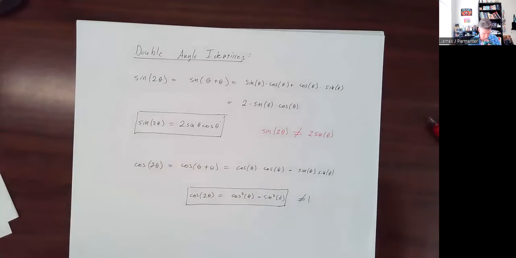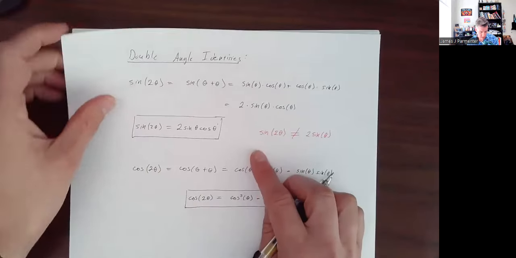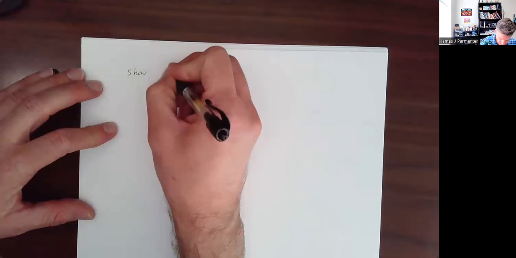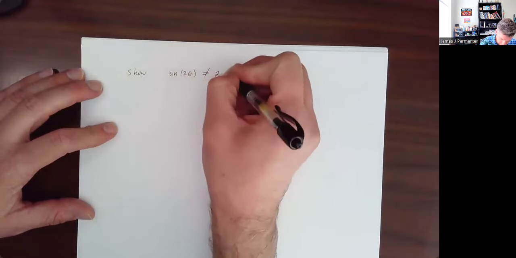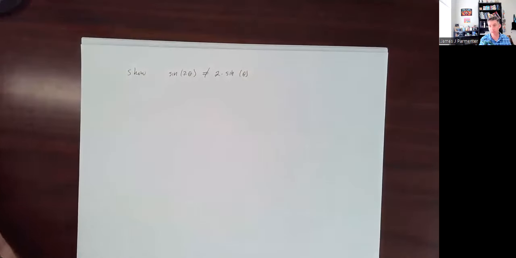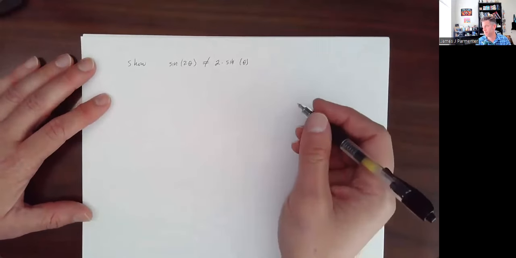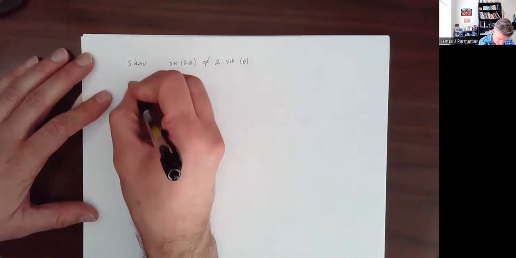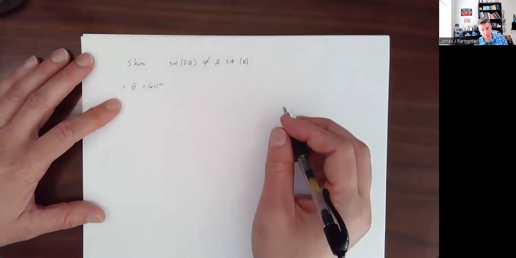Let's go ahead and verify a couple of things. And also, actually, let's show this first. So let's say, for example, I want to show that sine of 2 times theta does not equal 2 times sine of theta. We have to be careful here because for some angles, you could totally make this work. For example, if you happen to pick, say, theta equal to 60 degrees, I think it actually does work.